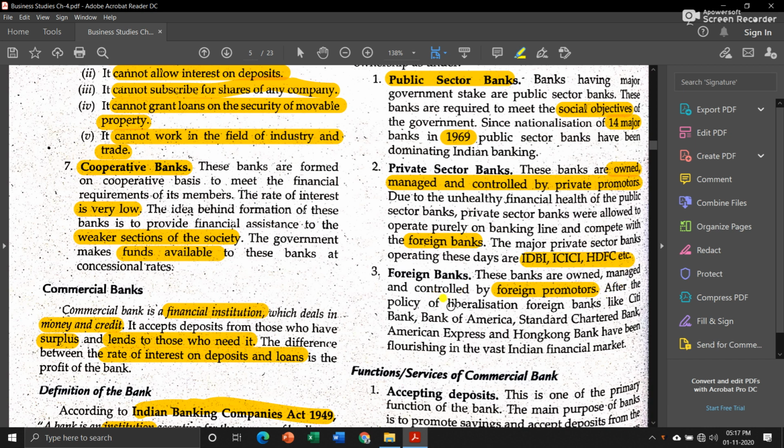After the policy of liberalization, other foreign companies were allowed to trade in India as well. That was known as liberalization. Foreign banks like Citibank, Bank of America, Standard Chartered Bank, American Express and Hong Kong Bank have been flourishing in the vast Indian financial market.